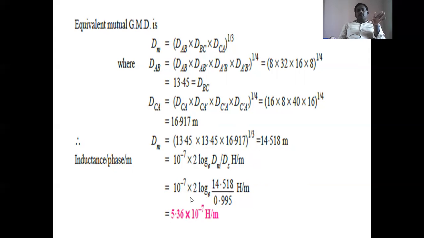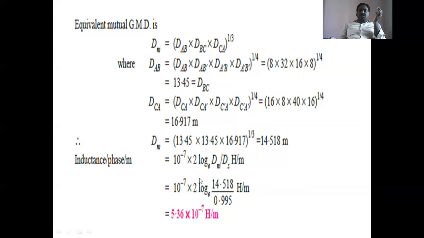Finally, 10 to the power of minus 7 into 2 log e 14.518 by 0.995 Henry per meter. Finally, 5.36 into 10 power minus 7 Henry per meter. Like this you have to calculate the inductance of a three-phase double circuit line in terms of self GMD and mutual GMD. So this is self GMD, and Dm means mutual GMD. Like this we can get.